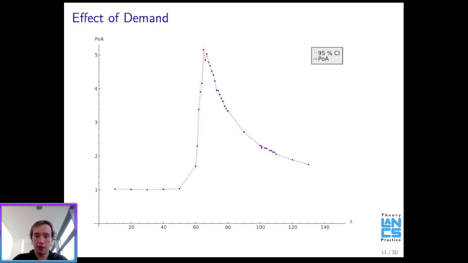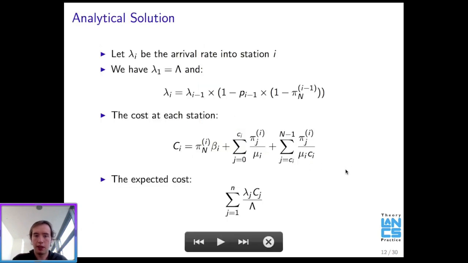So we came up with some formulas. This here is an iterative formula for the arrival rate at each station. This here is a formula for the cost at each station using the M/M/c/K queuing probabilities, pi n and pi j. Then we take a ratio of the arrival rate at each station and the arrival rate into the system and sum that to get the total cost per player.